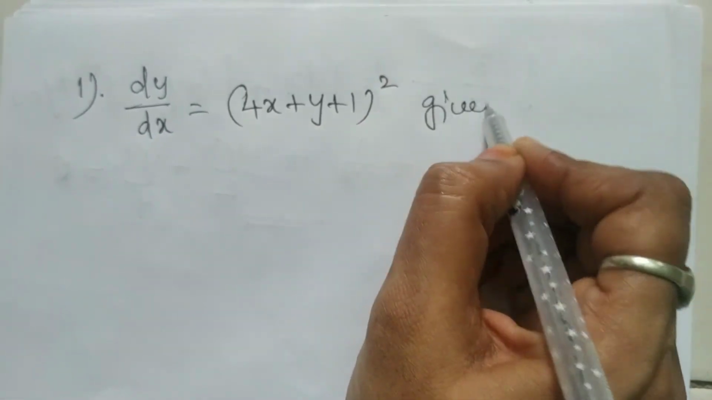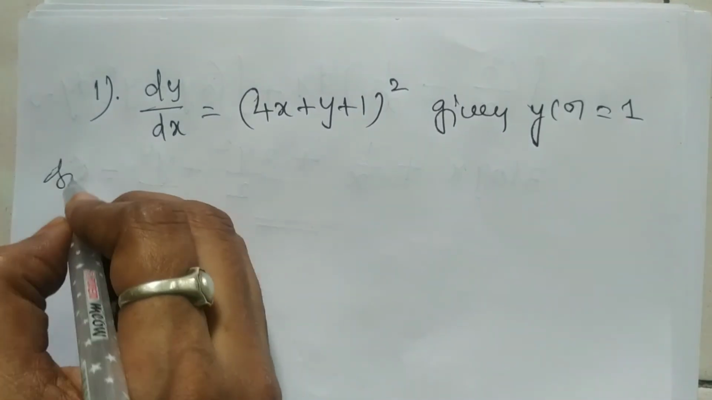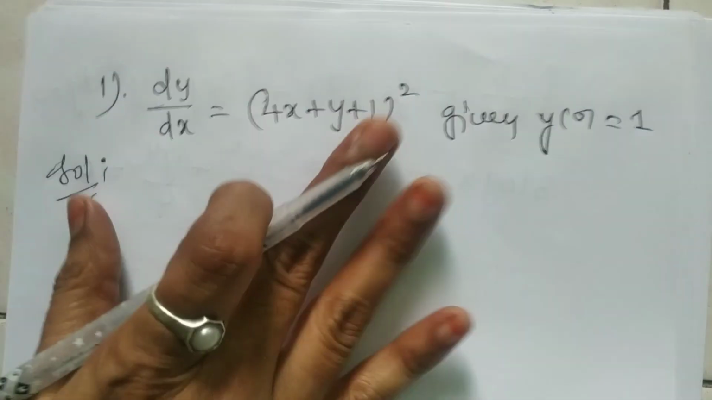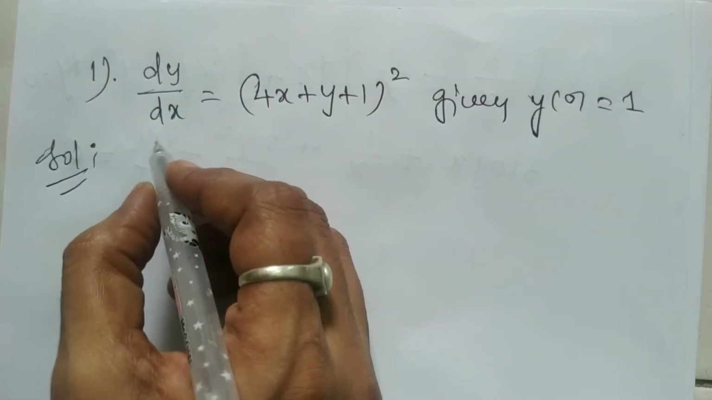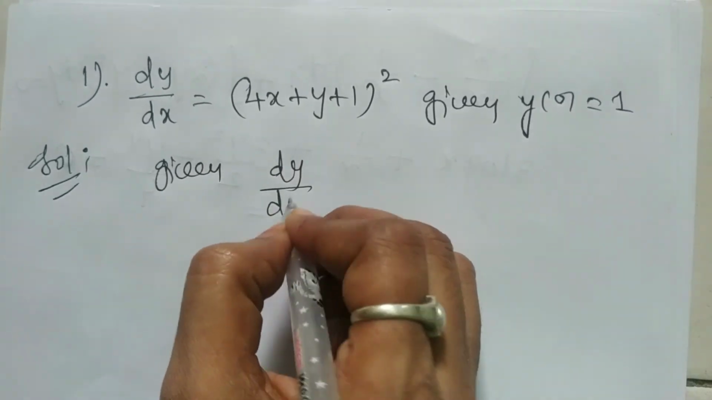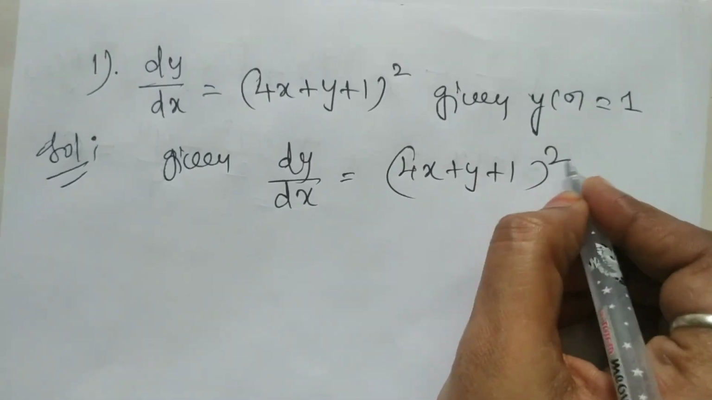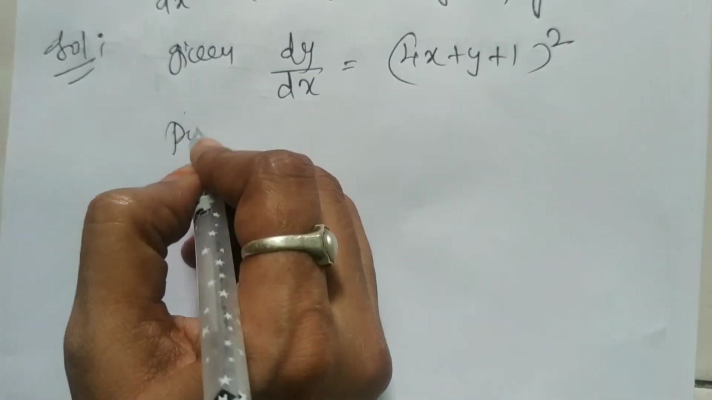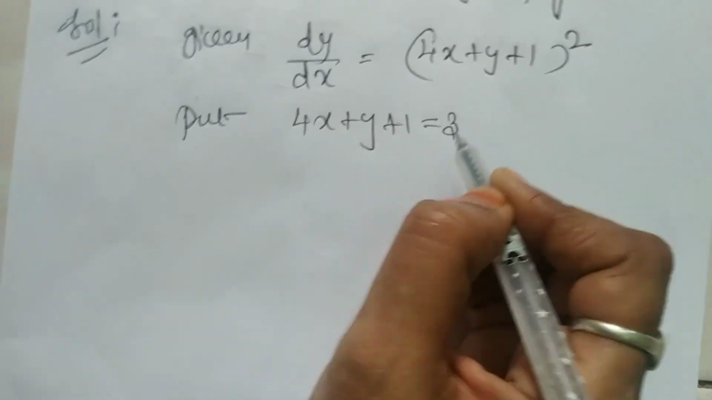Given y of 0 equal to 1. Therefore this is the substitution method. So given dy by dx equal to (4x plus y plus 1) whole square, here I am taking 4x plus y plus 1 equal to z.